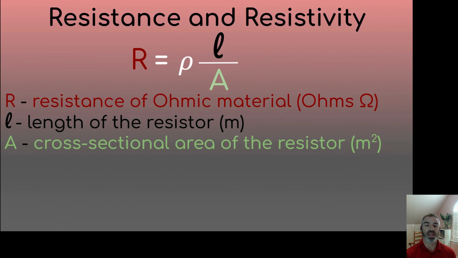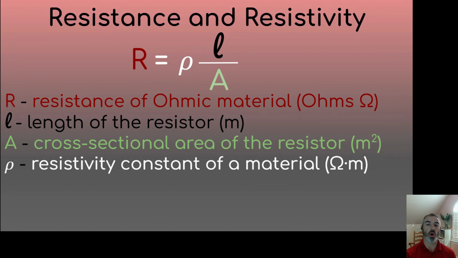Now rho is called the resistivity constant of a material, and that's measured in ohm meters. Each substance has its own specific value of a resistivity constant, so that is based on the material. Aluminum, glass, and copper all have their own resistivity constant.